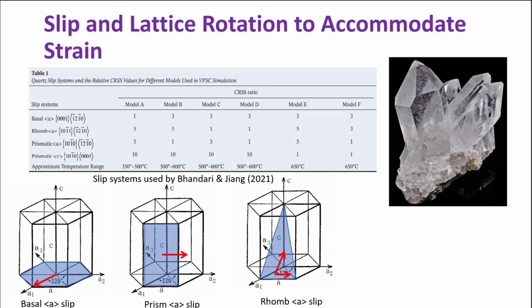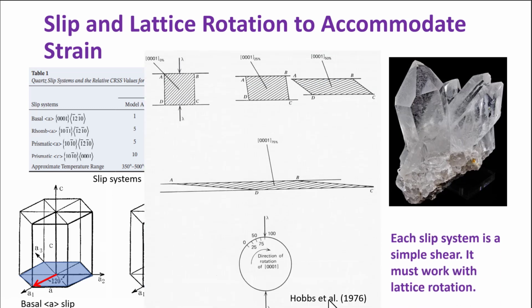The critical resolved shear stress for a slip system depends on many factors. It depends on pressure, temperature, water fugacity, etc. And it is not fully understood how these factors affect the CRSS of a slip system. Each slip system is like a simple shear. It must work with lattice rotation to accommodate strain.